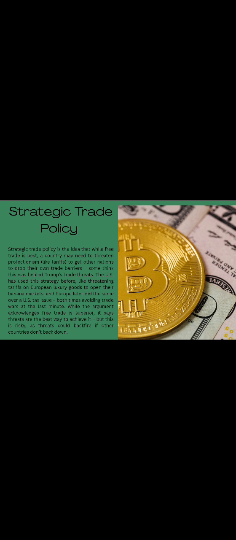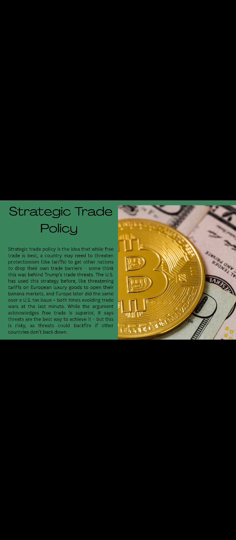Strategic trade policy is the idea that while free trade is best, a country may need to threaten protectionism, like tariffs, to get another nation to drop their own trade barriers. Some think this was behind Trump's trade threats, like threatening tariffs on Europe's luxury goods to open their banana market, and Europe later did the same over a USA tax issue. Both times avoided tariff wars, and both acknowledged free trade is superior.